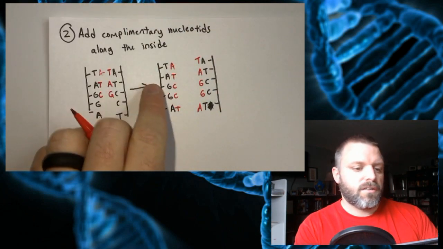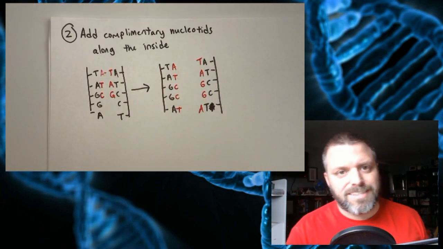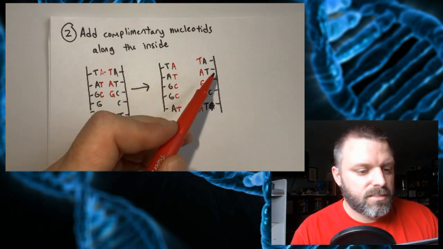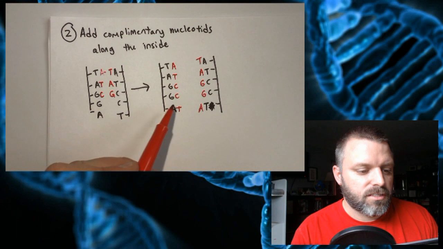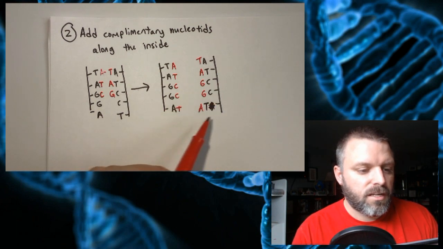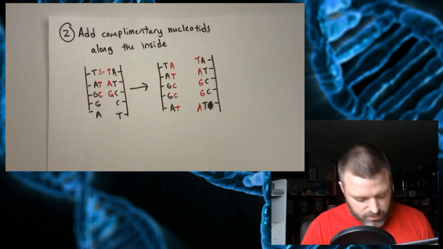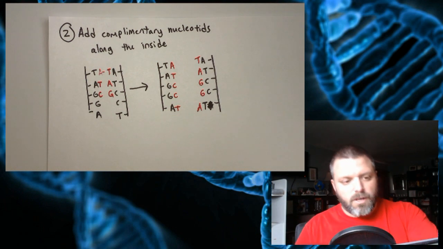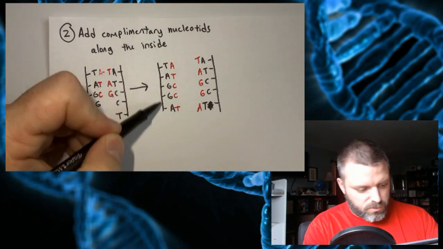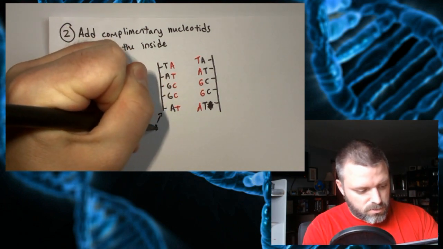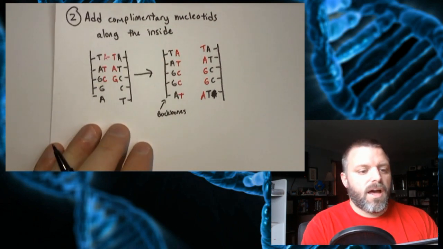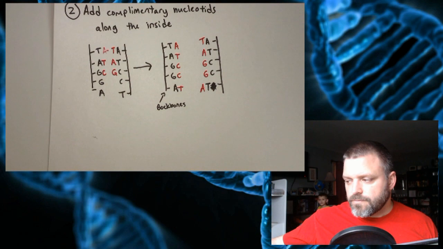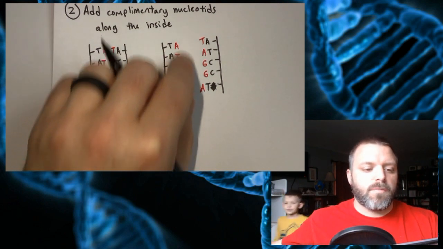So notice here, if I'm reading across like a book, they're identical. I have T, A, T, A, A, T, A, T, G, C, G, C, G, C, G, C, A, T, A, T. The code is exactly the same. Nothing is messed up there. So the last thing that we're missing, if you notice here, here's my backbones. There's my backbones there. I have my two strands coming in. And notice that I don't have a backbone on the inside.